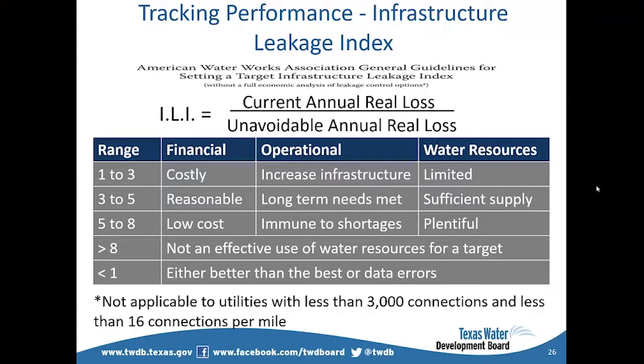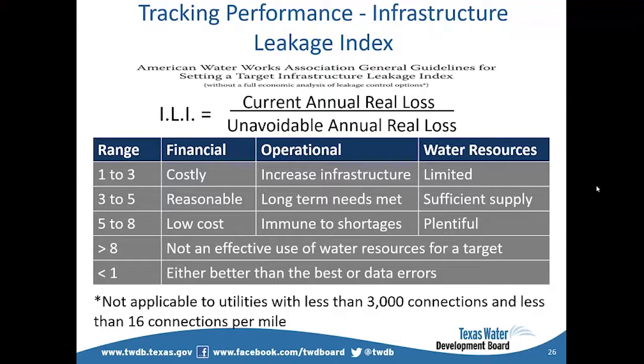And then if you had a reasonable cost for your water resource, your long-term needs are met, and you have a sufficient supply of water, then you would want to possibly set a range of 3 to 5. You can always do better, but economically speaking, it might not be beneficial to go beyond that range. And then so on and so forth. A 5 to 8 means that you have a lot of water and you're not paying anything for it, basically. And if you're setting targets of above 8 for the infrastructure leakage index, that's actually not a recommended approach. You might have an ILI above 8, but we recommend setting a target somewhere in that 1 to 8 range, depending on your particular system.